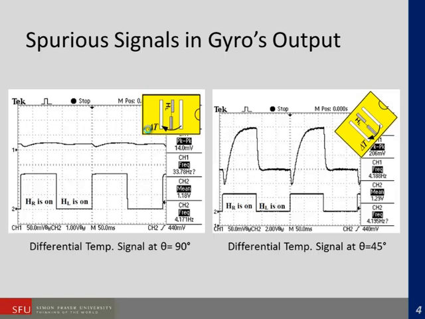But here in the right figure, when we switch from 90 degrees to 45 degrees, we get an alternating signal which is very similar to the rotational signal. And so this way we cannot distinguish if this is a rotational signal or what we call a spurious signal. But here we know for sure that this is not a rotational signal, because this data is collected when the device was stationary.